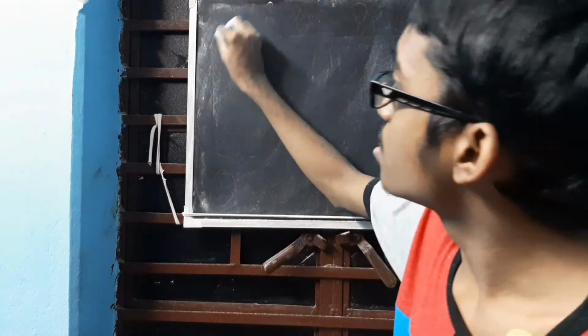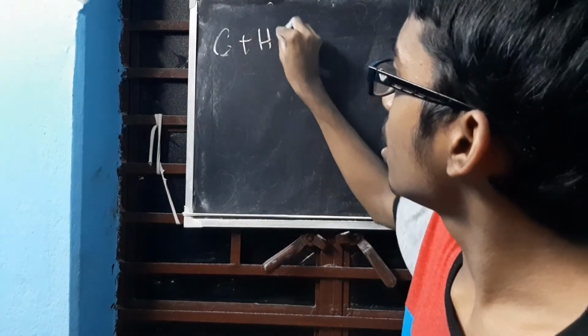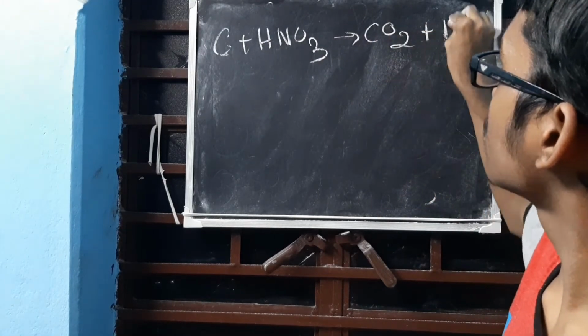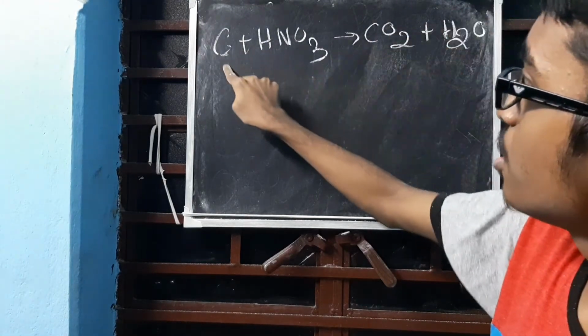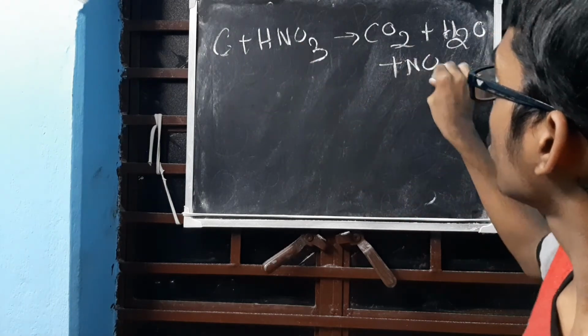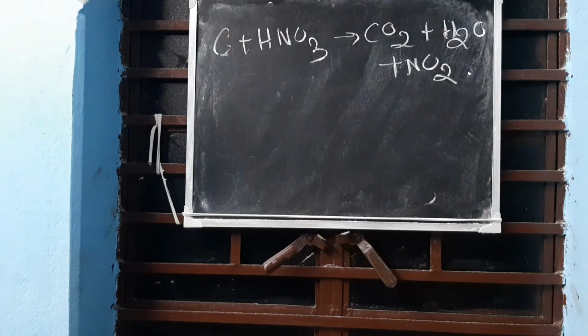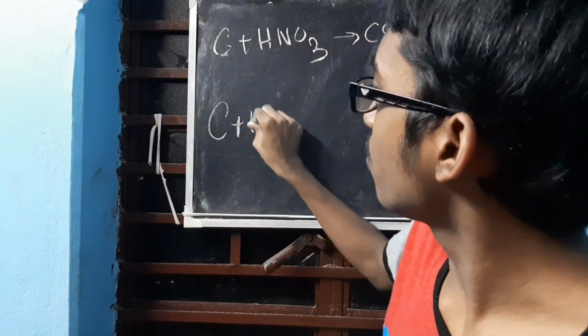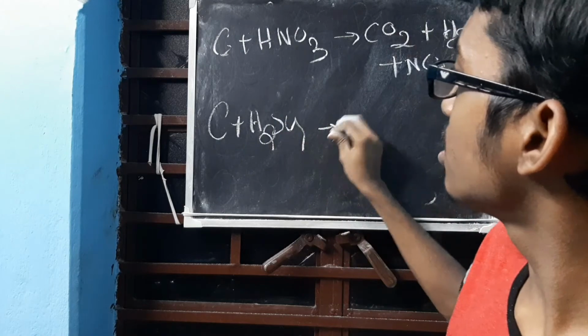When we did C plus HNO3, remember what we wrote? CO2 plus H2O plus NO2. This was the reaction that we were supposed to write. I am talking about nitric acid right now. Now, instead of HNO3, we have written H2SO4. What big change has happened?